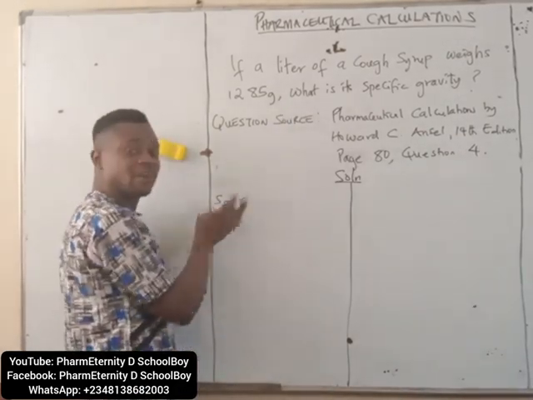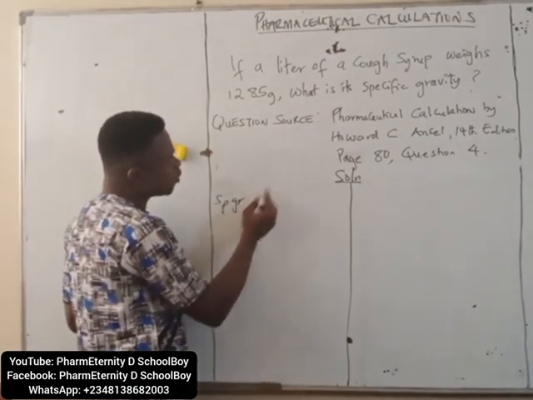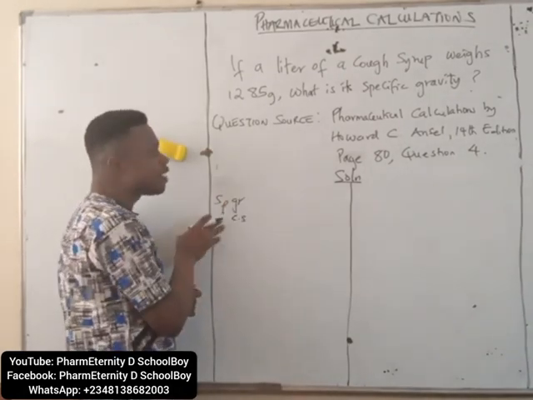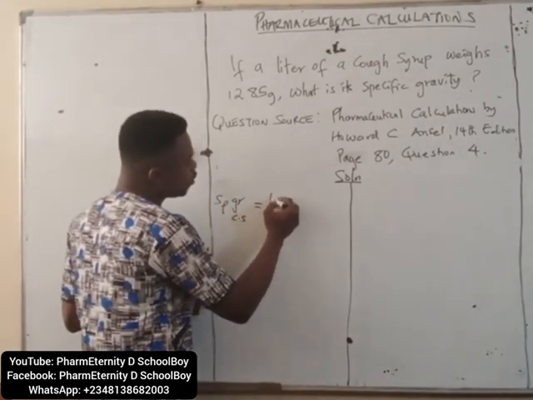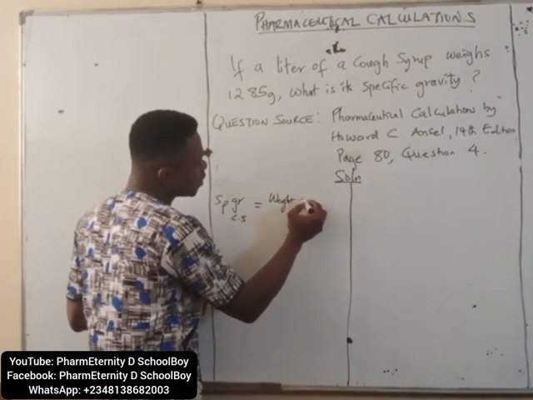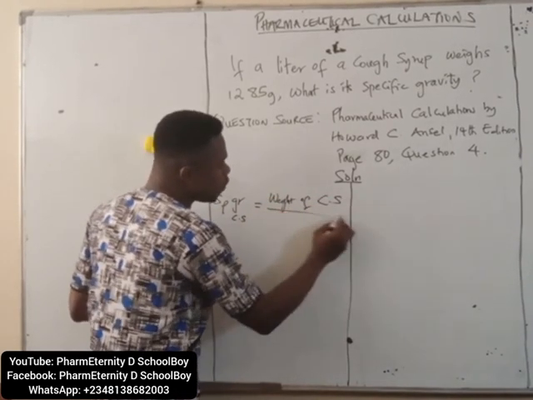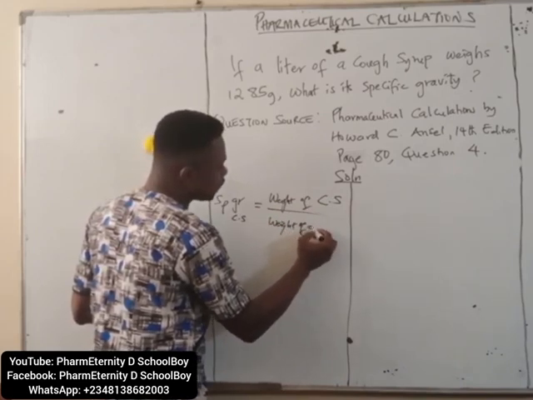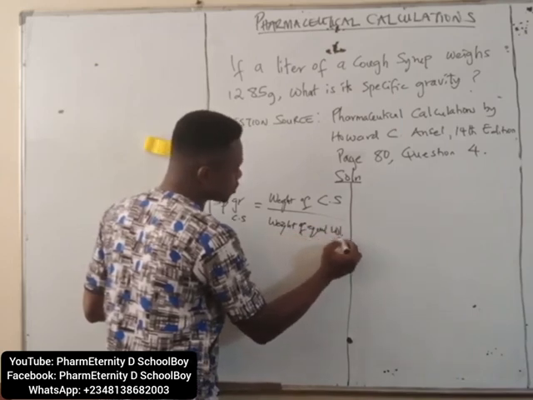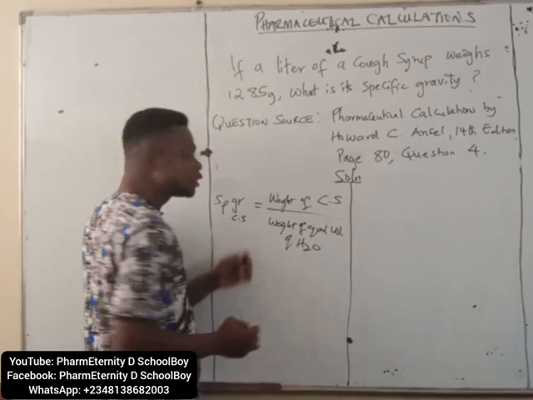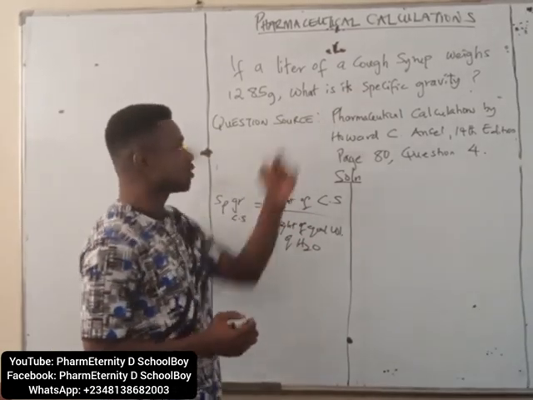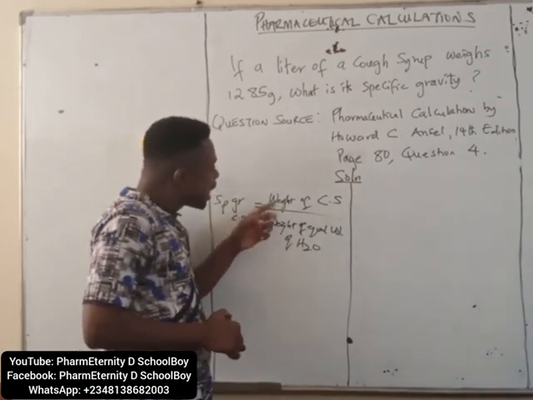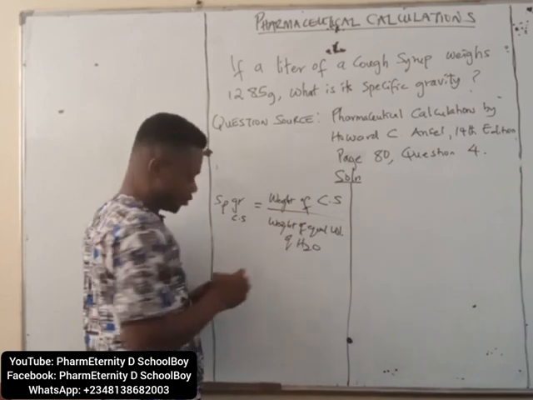So specific gravity of this cough syrup, I'll use CS to represent cough syrup. So the specific gravity of CS is now equal to what? Weight of what? CS over weight of equal volume of what? Water. This will give us the specific gravity of CS, which is cough syrup. Now let us go back and get the parameters before we find the ratio.